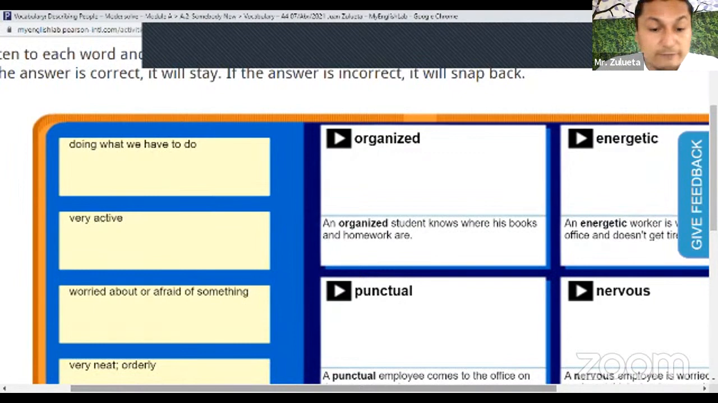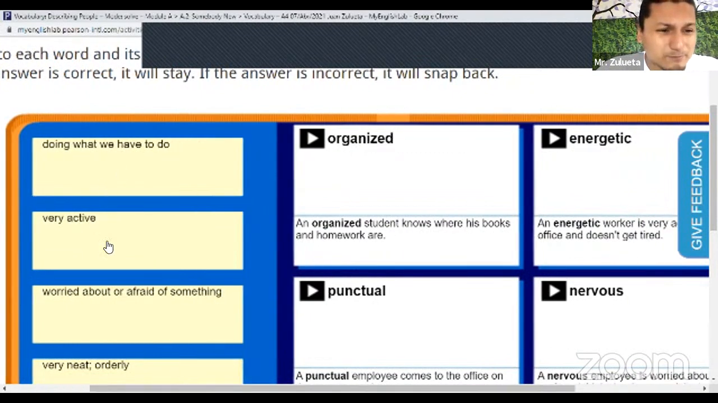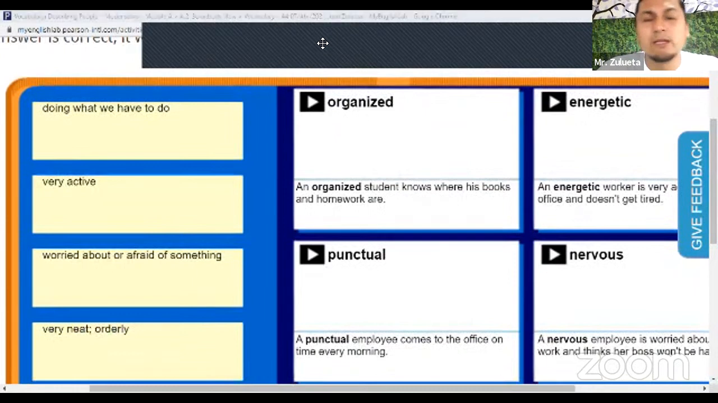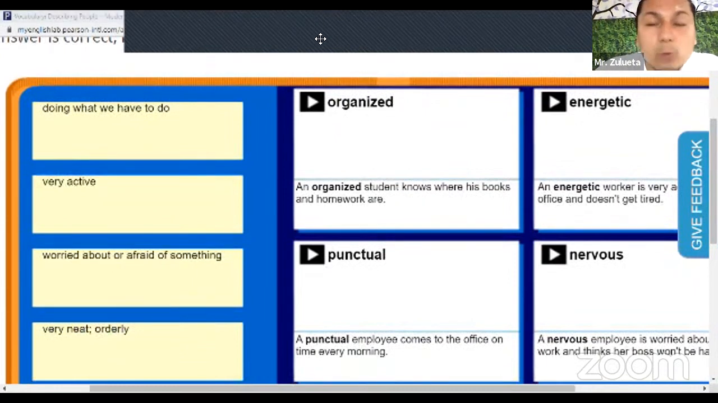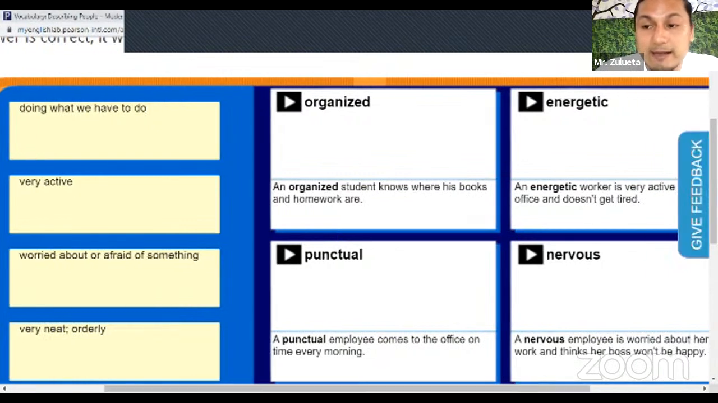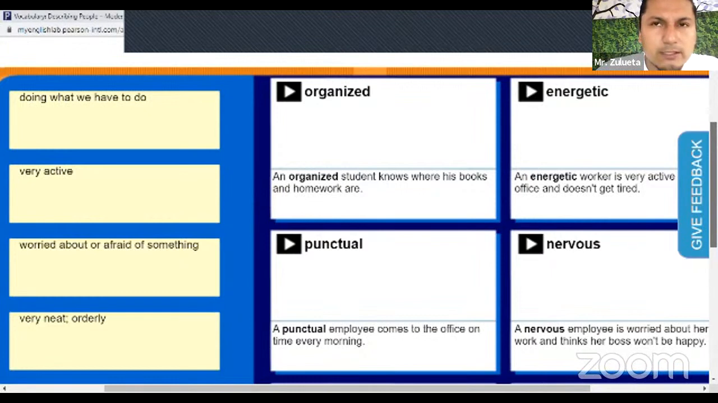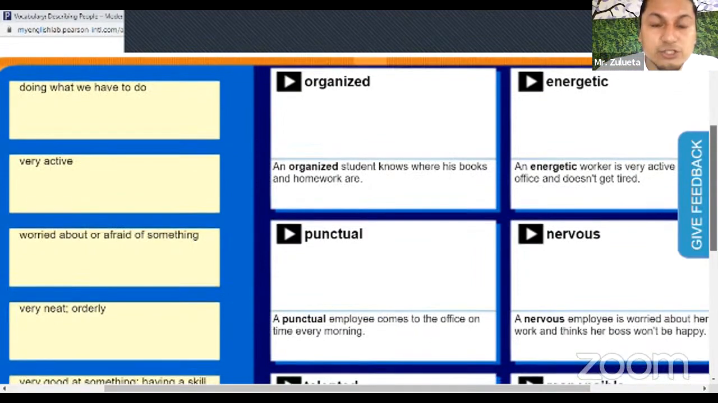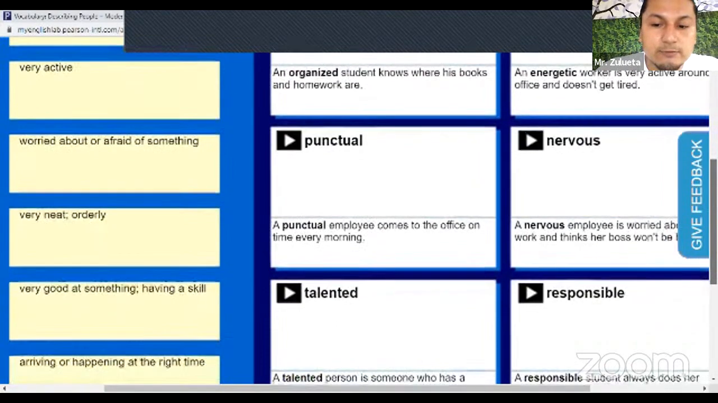So we have these sentences that basically mean the same, but with different words. So I will read them, and this is basically a memory game. Okay, so I am going to reread the vocabulary, and after that you will remember and come up with the correct answer. So we have organized, energetic, punctual, nervous, talented, responsible.